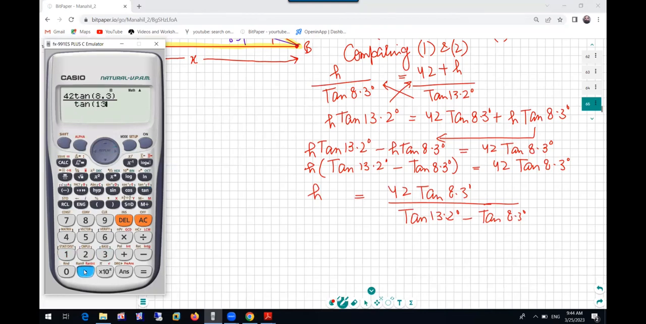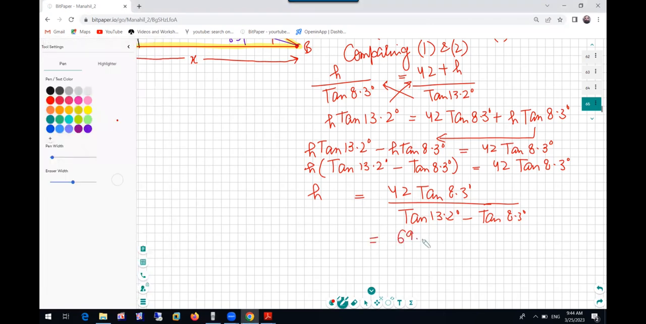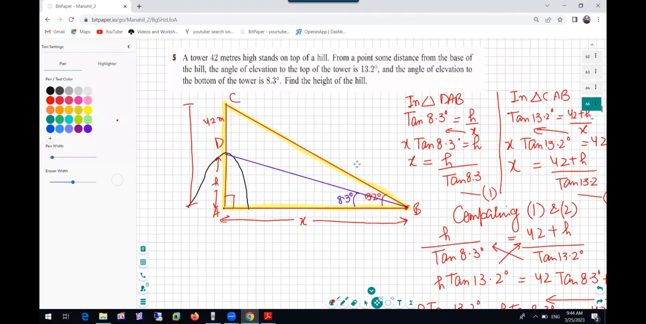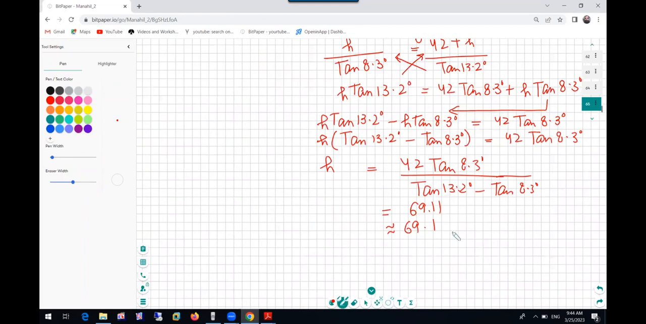It's tan 13.2 minus tan 8.3. So I get 69.11. Yeah. And in three significant figures, obviously, it is 69.1. And the unit will be meters, in meters, yeah. So this is h. Got it?